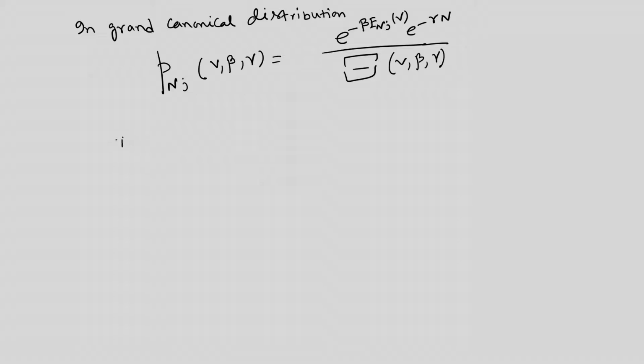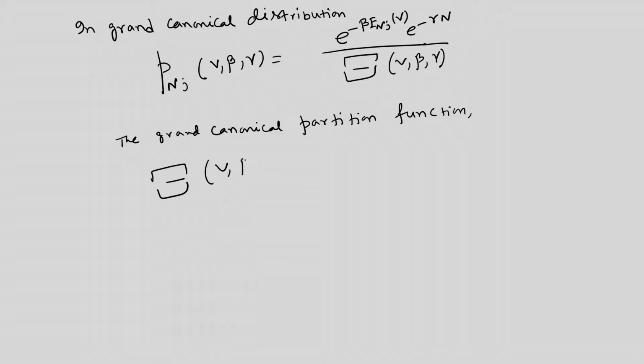Okay, and the grand canonical partition function. So the grand canonical partition function we define as this by theta, capital theta is sum over n, sum over j e to the minus beta E n j times e to the minus gamma n.